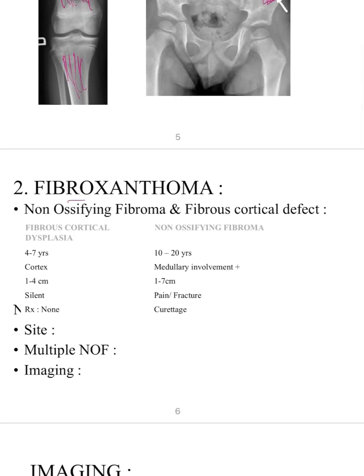Next, I'll go ahead with fibroxanthoma. It encompasses two entities, that is NOF and fibrous cortical defect. Some important things you need to remember: these both are benign hamartomatous lesions of children.